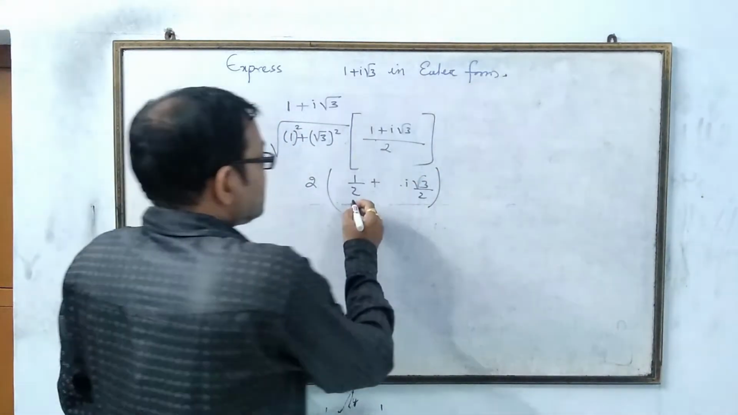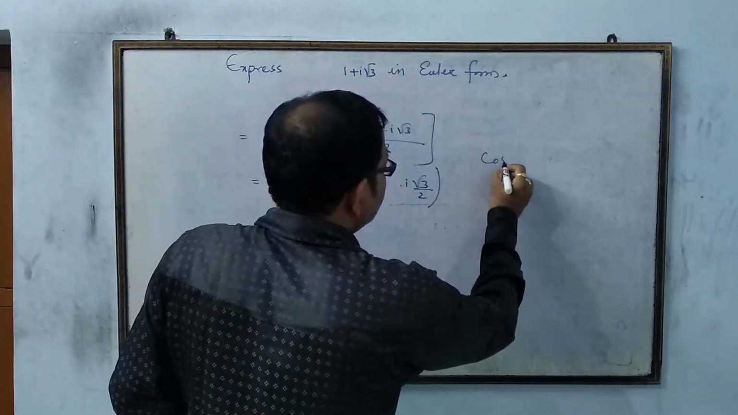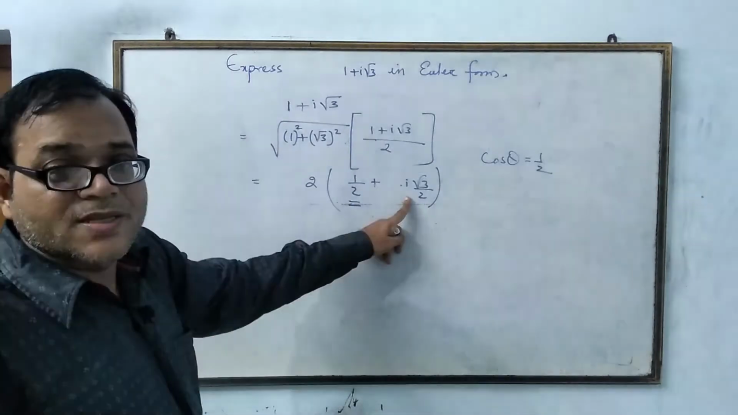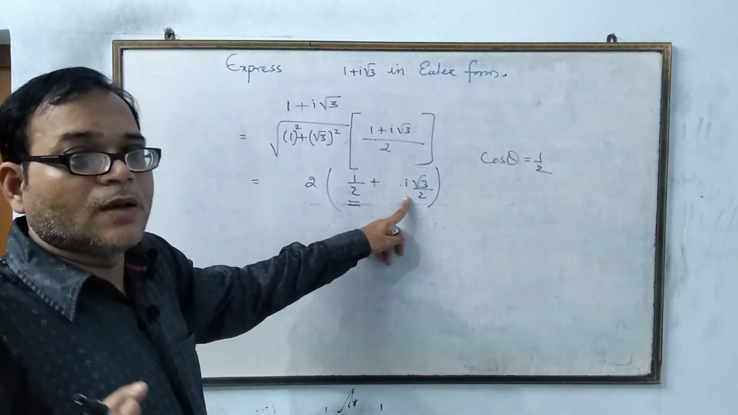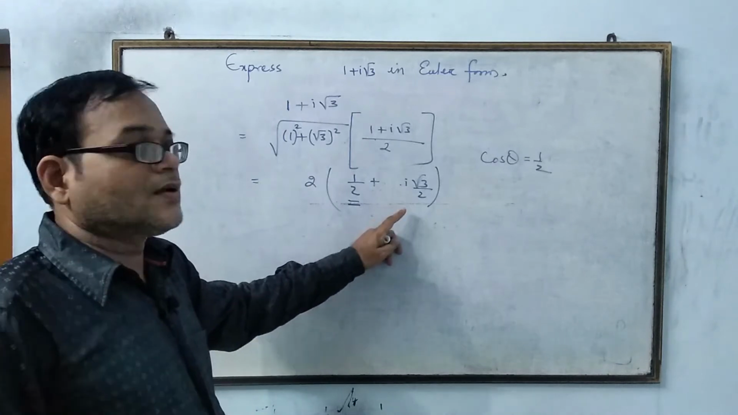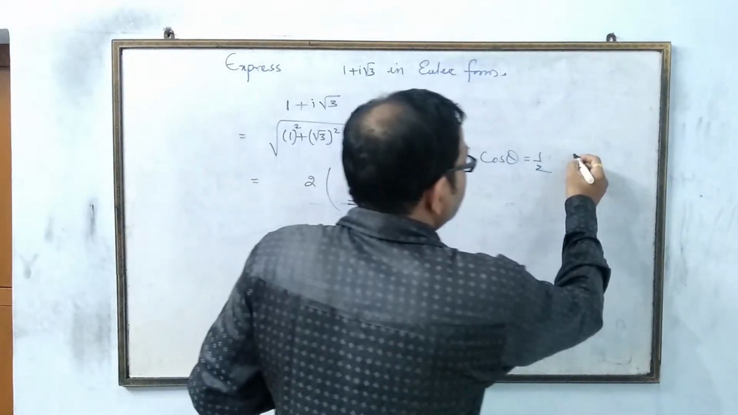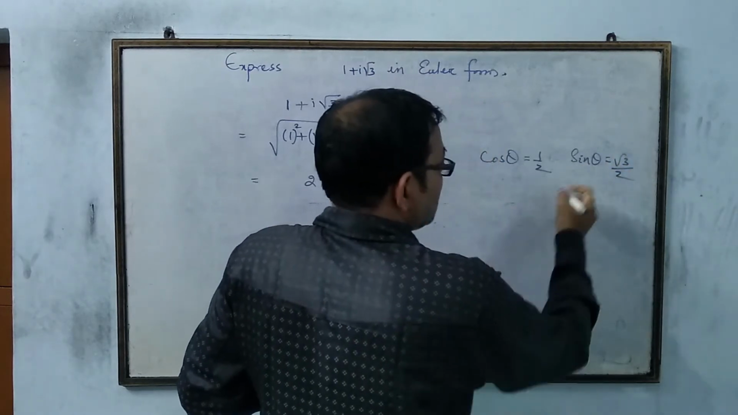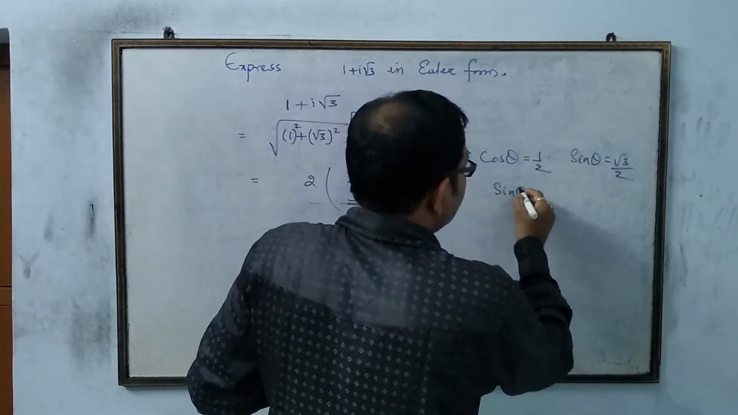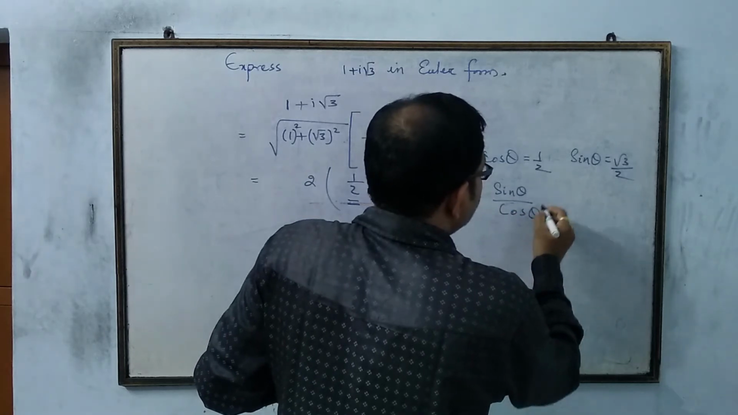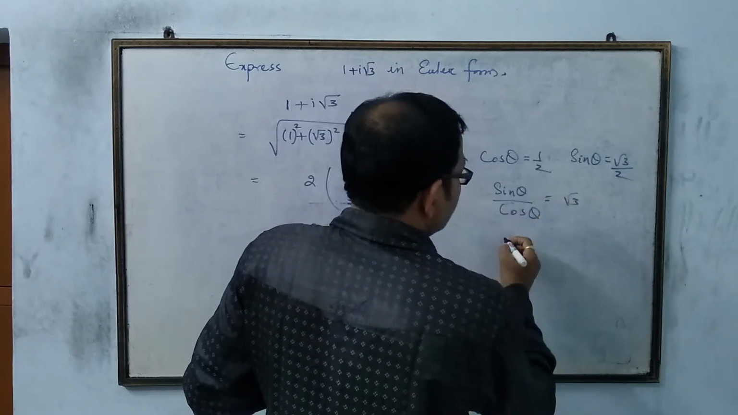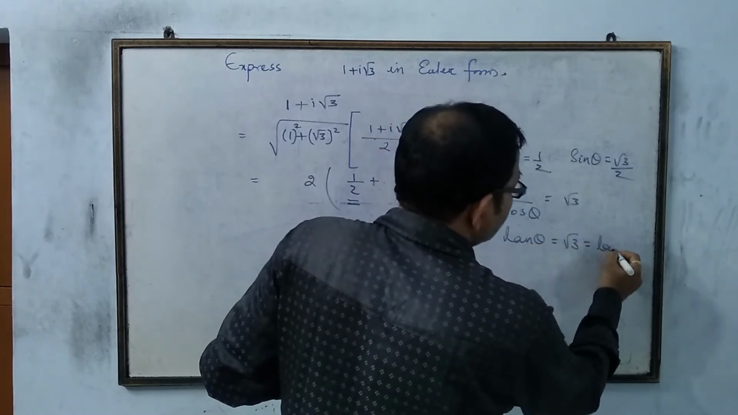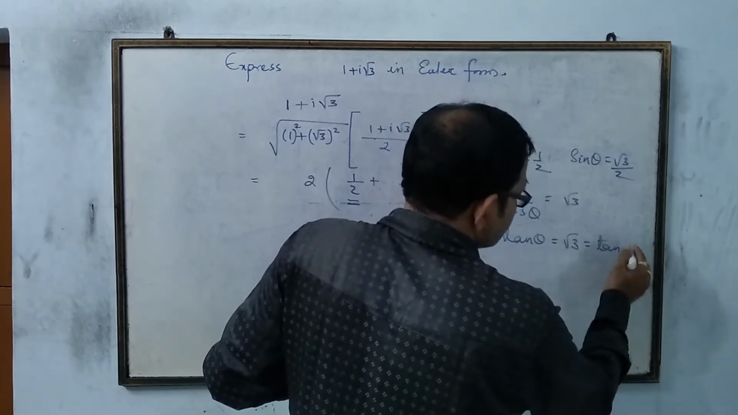You see, you will take this as cos theta equal to half. The imaginary part would be taken as sin theta, and the real part would be taken as cos theta. Then sin theta is equal to root 3 by 2. If I divide sin theta by cos theta, then the answer is root 3, or tan theta is equal to root 3, which is tan of how much? 60.